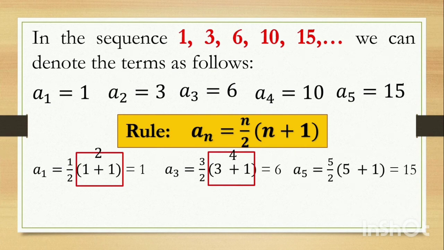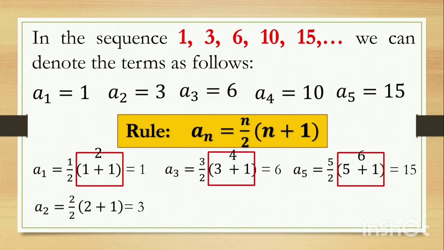For A sub 5, fifth term. Let's check if it's really 15. So substitute 5 to all n. So we have A sub 5 is equal to 5 over 2 for n over 2. And then 5 plus 1 for n plus 1. So we will add 5 plus 1, that will become 6. Pwede rin namang mag-multiply ka muna. 5 times 6, 30, divide 2, that is 15. Or pwede ring 6 divide 2, magko-cross tayo, that is 3. 3 times 5, that is still 15.